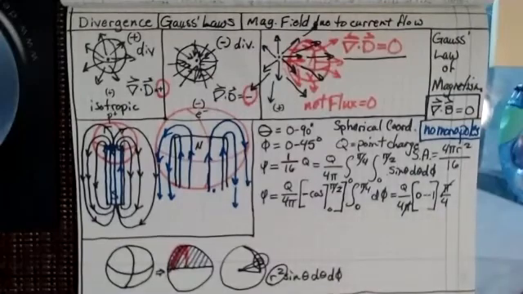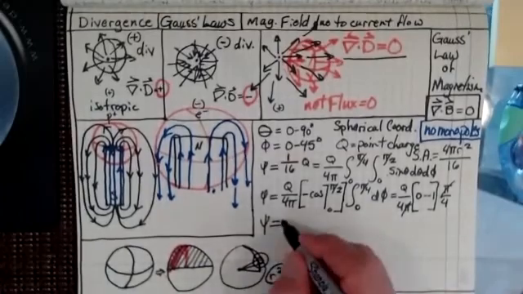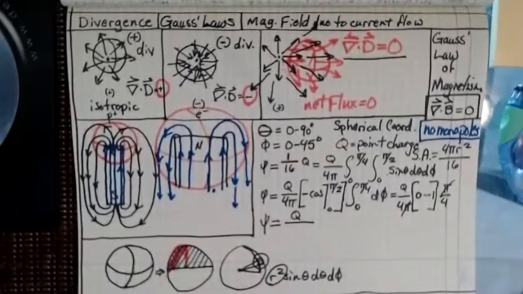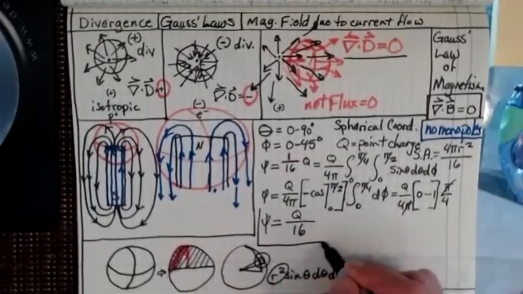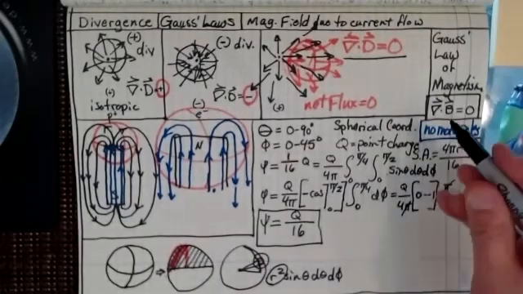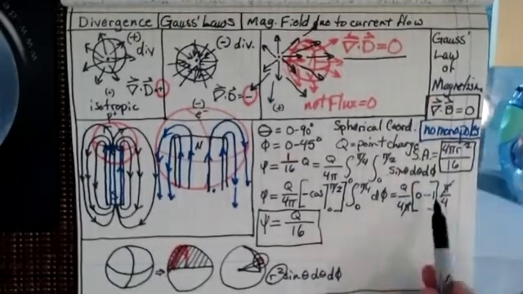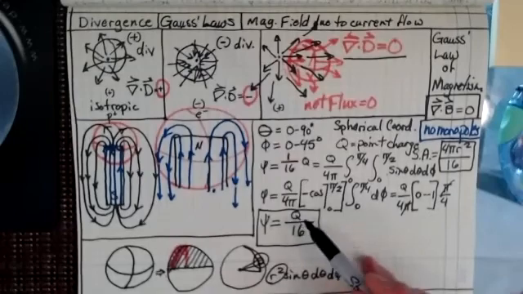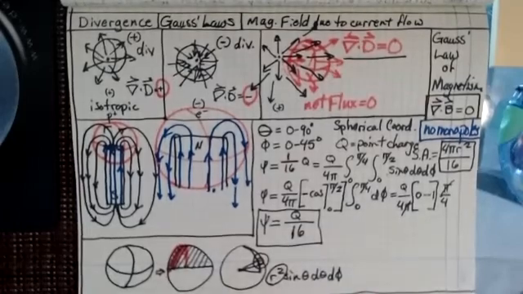The pi's cancel out, and so we get the flux is going to be equal to the charge contained inside divided by 4 times 4, or 16. And of course, that's what we expected, isn't it? Because the surface area that we're looking at is only 1/16 of the surface area of the sphere. So we would expect that the flux through there would be 1/16 of the total flux, right?